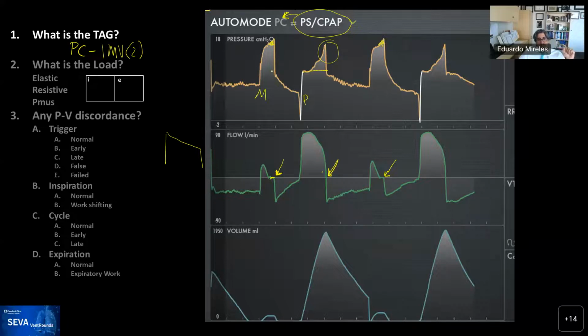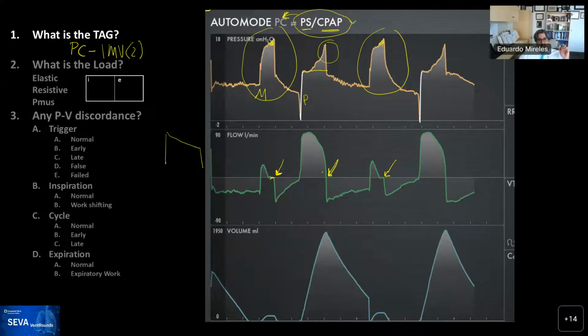But in this case, you can see that there is one mandatory breath and another mandatory breath, and there are these spontaneous breaths. And so they're still coexisting in this presentation, but they may disappear later depending on what rate the patient has, if it's above or below the set rate. And finally, it's pressure support CPAP.